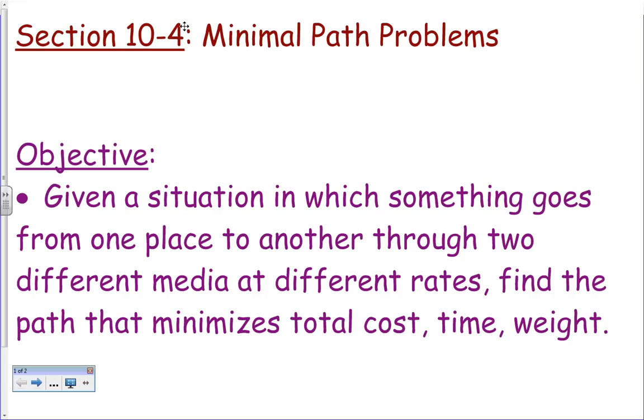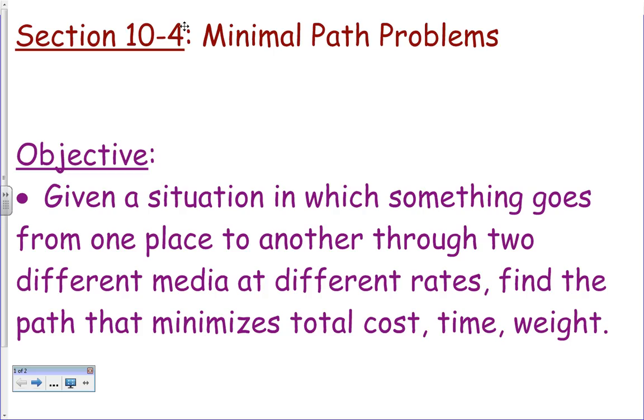Section 10-4 is on minimal path problems. The objective of this section is, given a situation in which something goes from one place to another through two different media at different rates, to find the path that minimizes the total cost or the total time or the total weight, depending on the problem that's presented to you.